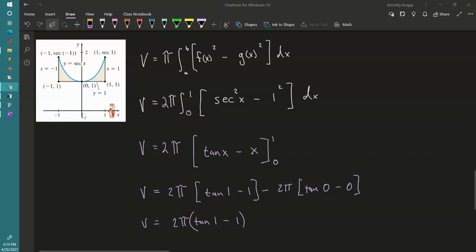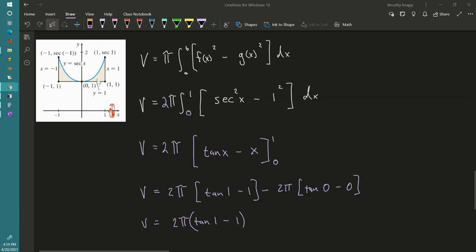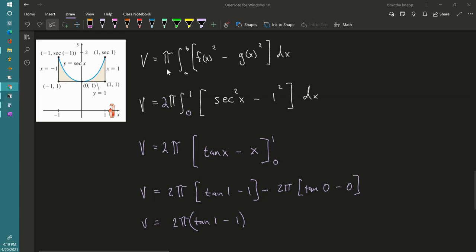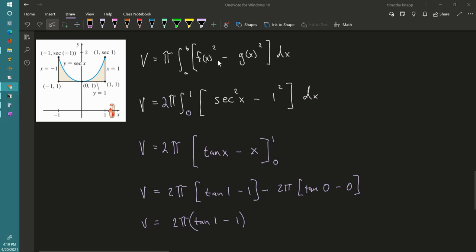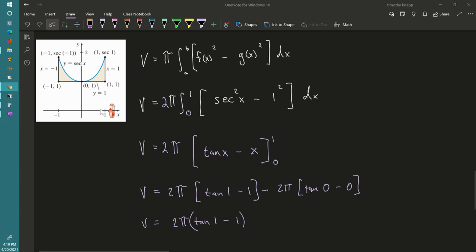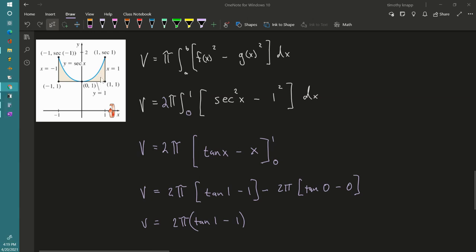So this is a question solving a solid of revolution, for this shape here. We've got the secant function and then the one line y equals 1 here. And so I'm going to break this into two functions, the upper function minus the lower function, each of them squared. The difference between those is going to be the radius of my circle of revolution, right?